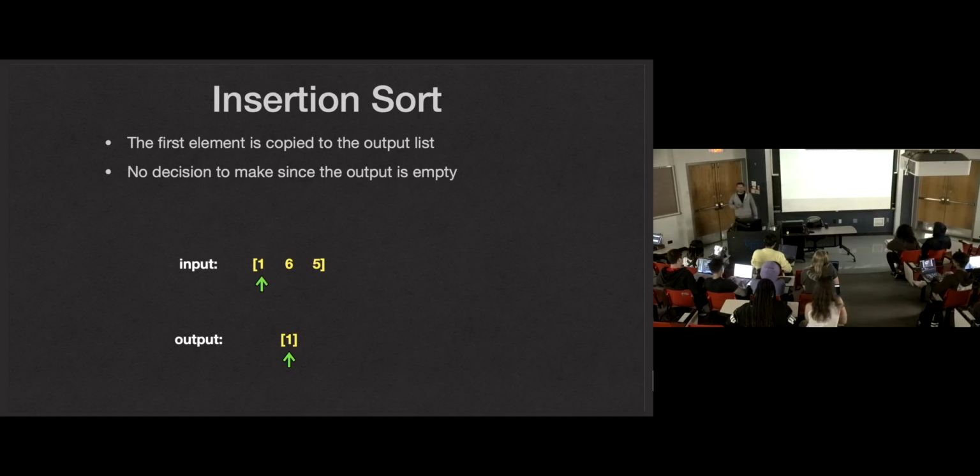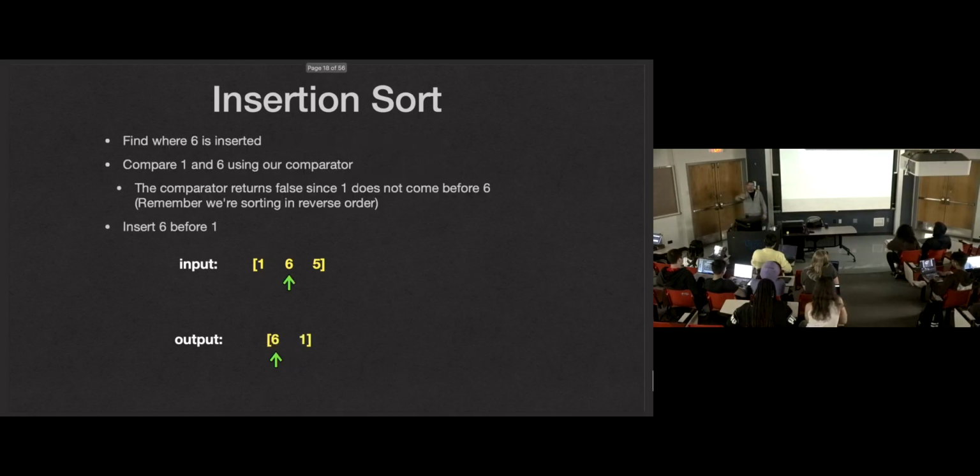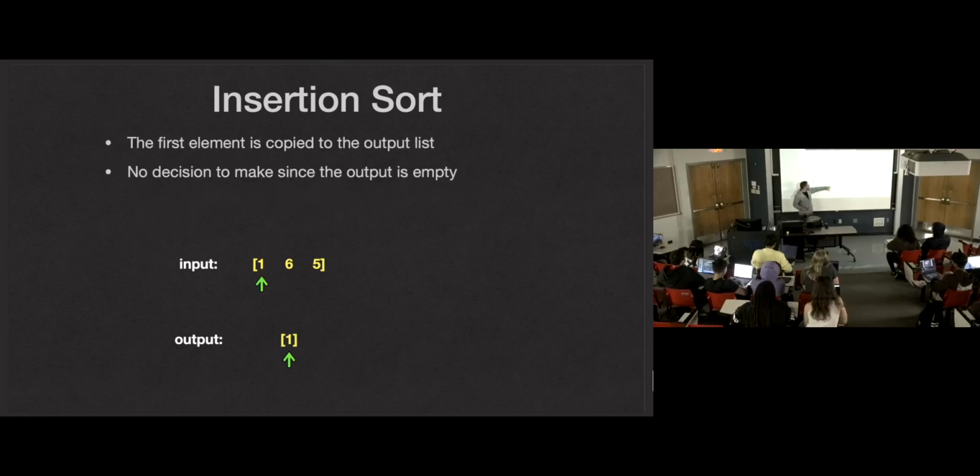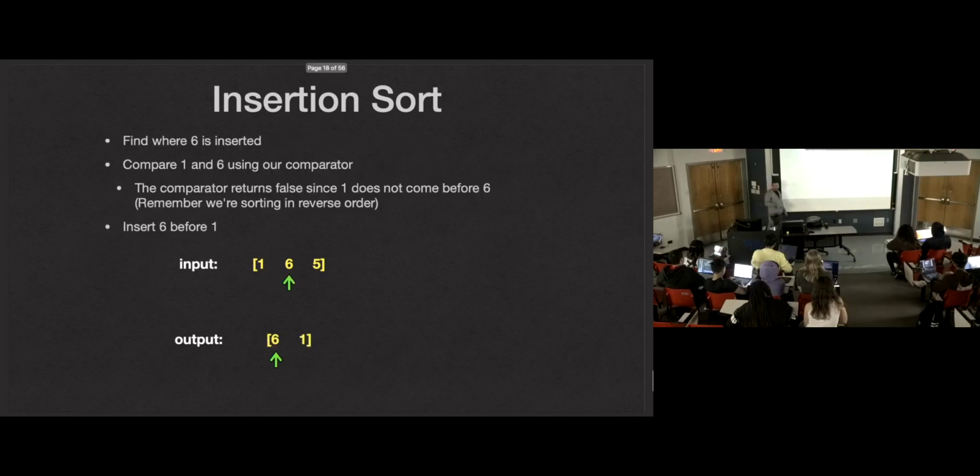Easy day, easy decision. When we get to the next one, this is where our comparator is going to start doing some work. When we get to 6, we have to decide. At this point, the output is just the value 1. We get to 6, and we have to decide where 6 is going to go. We're going to invoke our comparator, and we have to pick what order we're going to put the arguments in.